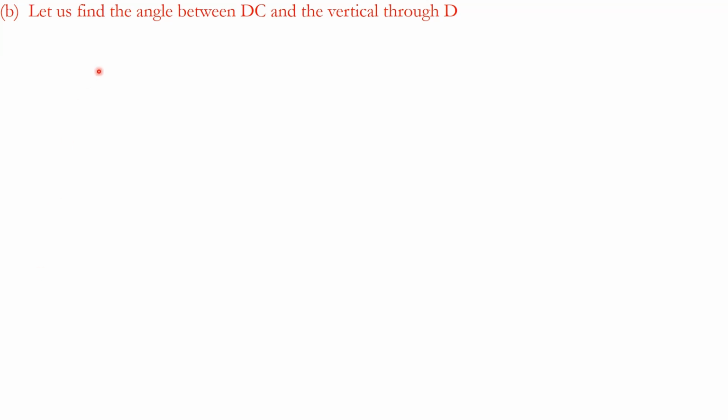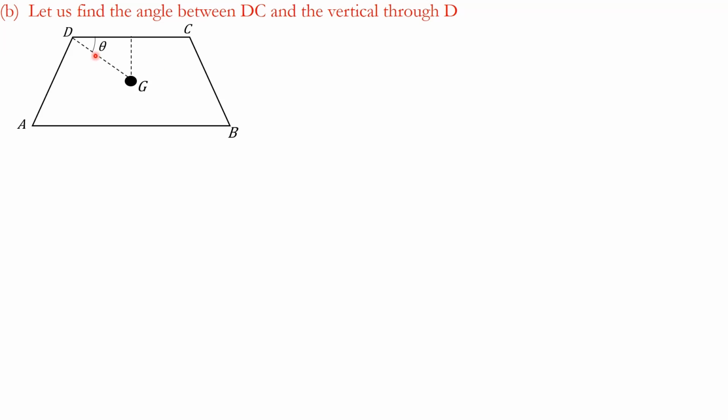Okay, the B part of the question asks us to find the angle between DC and the vertical through D. Let us go back and illustrate our trapezium which we had, where AB was given to be 4 meters, AD equals DC equals CB equals 2 meters. Let us indicate the center of mass of our trapezium, and since they're asking us to find the angle between DC and the vertical through D, that angle is going to correspond to this.